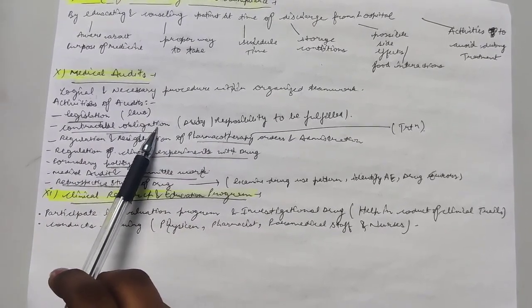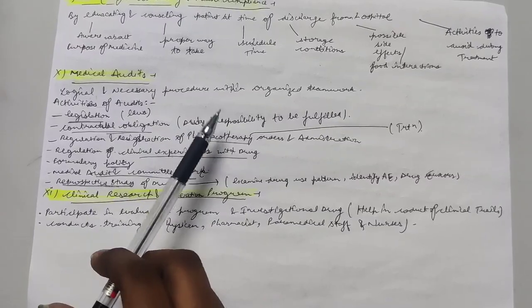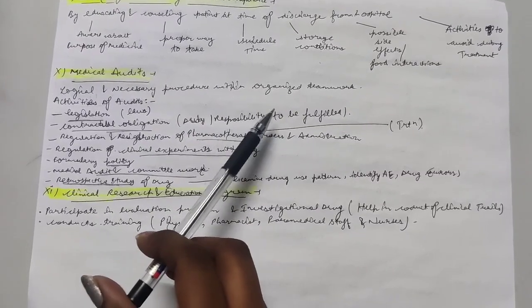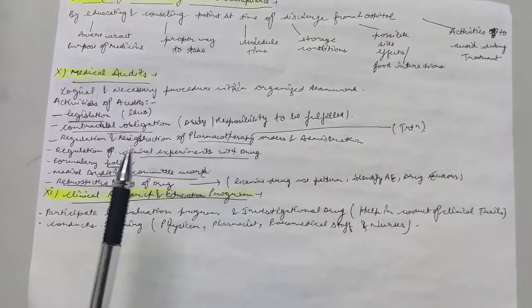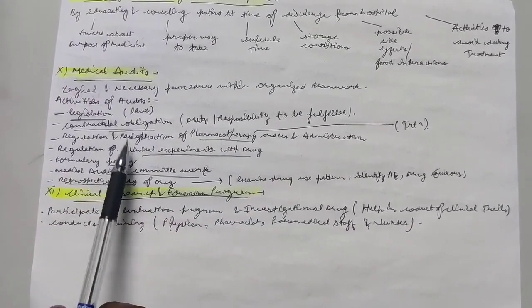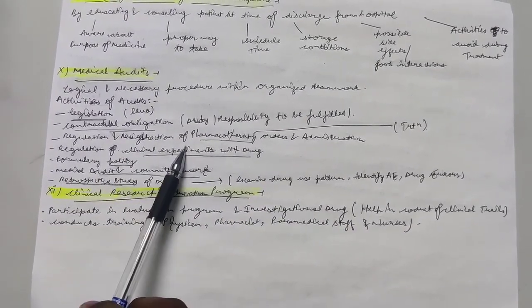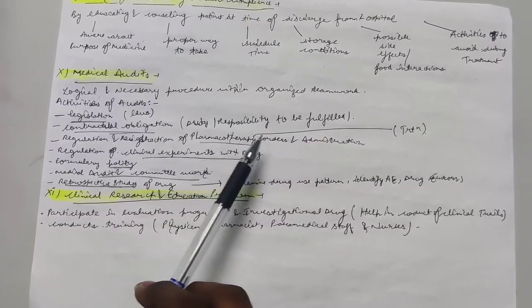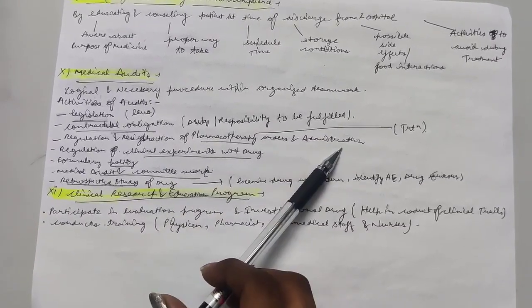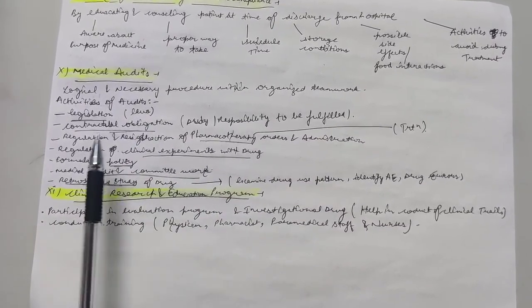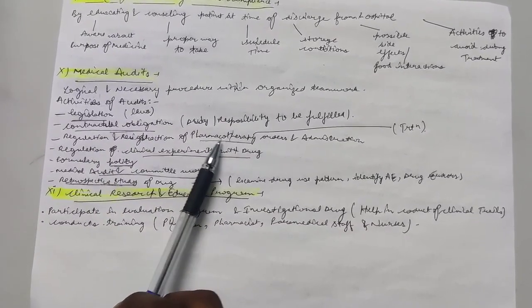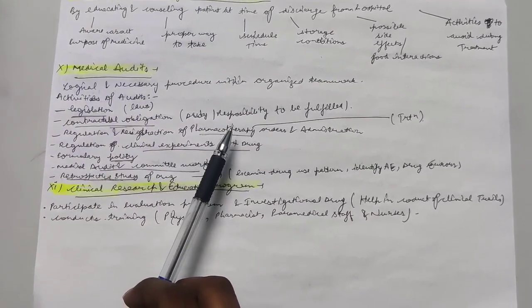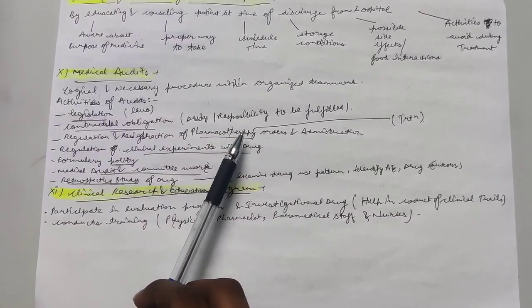Contractual obligations. That is the duties and responsibilities to be fulfilled by the hospital faculties. Regulation and resignation of pharmacotherapy orders and administration. On a daily basis we have to regulate the pharmacotherapy, that is the treatment given to the patient, which should be well and perfect.